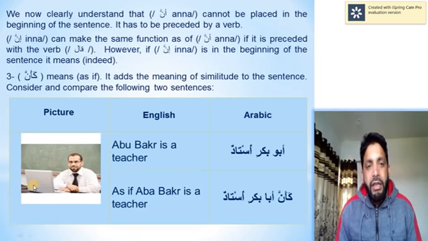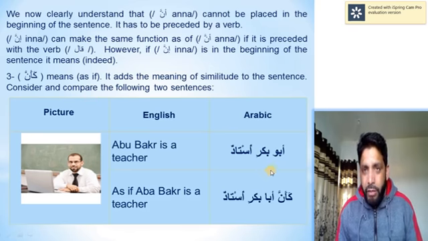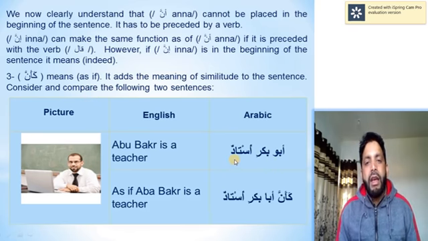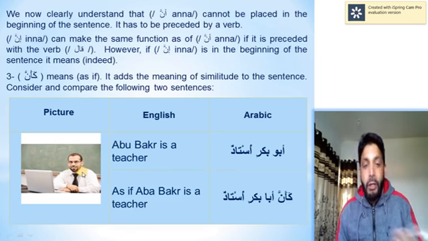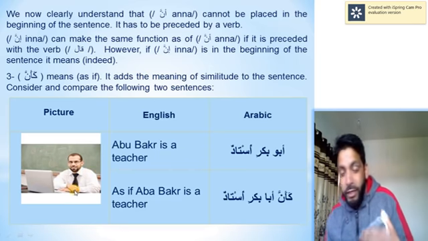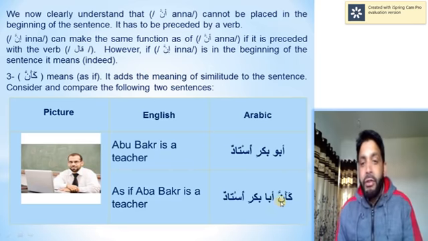Ka'anna is the third sister. It means as if. It adds the meaning of similitude to the sentence, and we have already discussed this. Now here we have some more examples. Abu Bakr Ustadun. Abu Bakr is a teacher. Now كأن أبا بكر أستاذ. As if Abu Bakr is a teacher. You see in the picture, he is not a teacher, but he looks like a teacher. So while creating the meaning of as if, we use كأن.